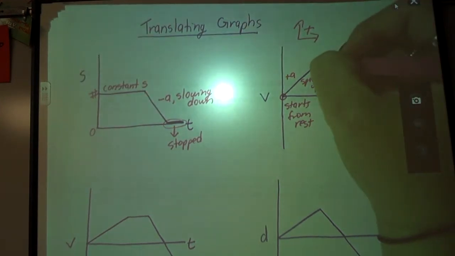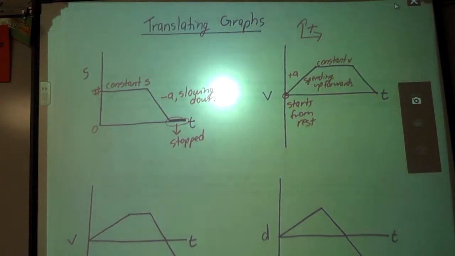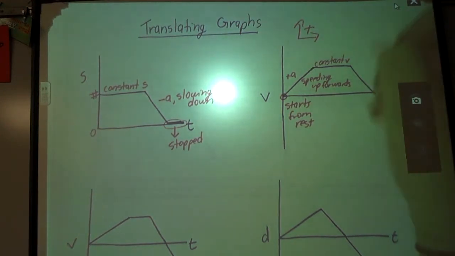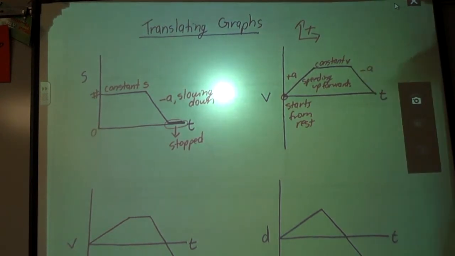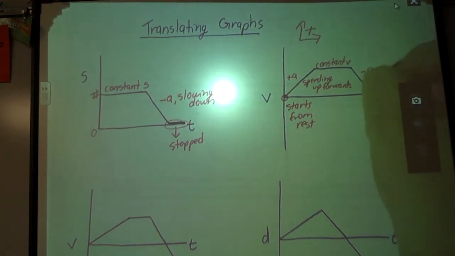Then I hit whatever my coasting speed is, and I go at a constant velocity. Notice my direction is not changing, nor is my magnitude. My speed is not changing. Then, at this particular moment in time, my object begins to slow down. We are decelerating. Don't like that word. So, this is a negative acceleration, a negative slope, and I am slowing down. Again, still in that forward direction.